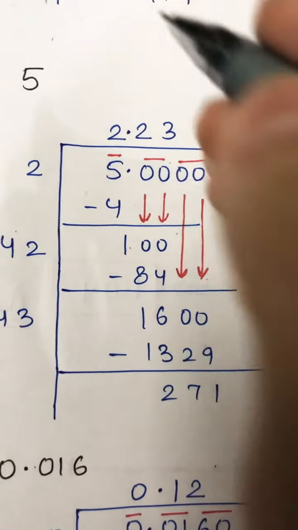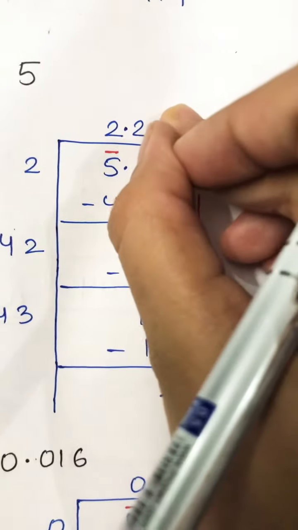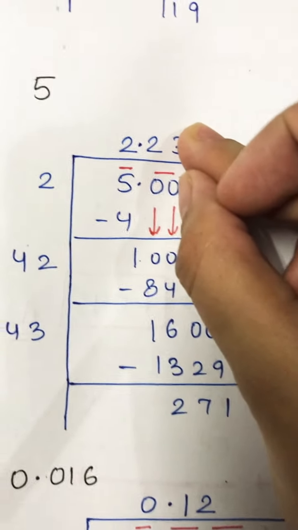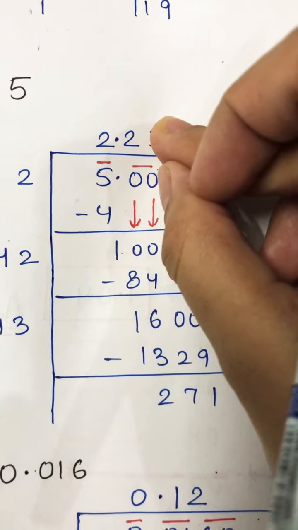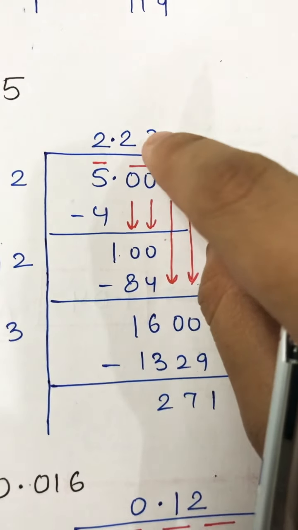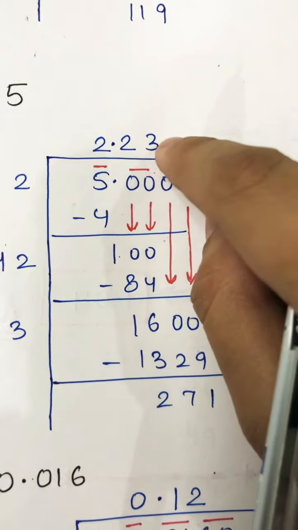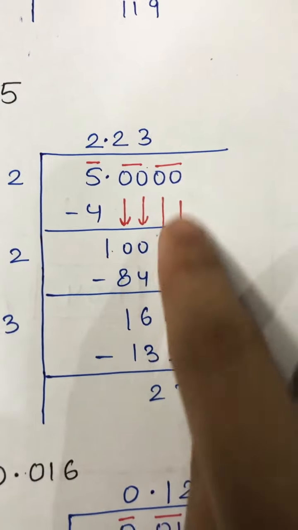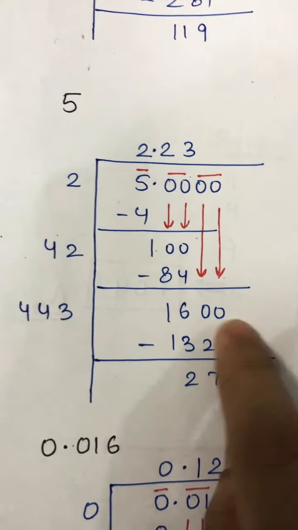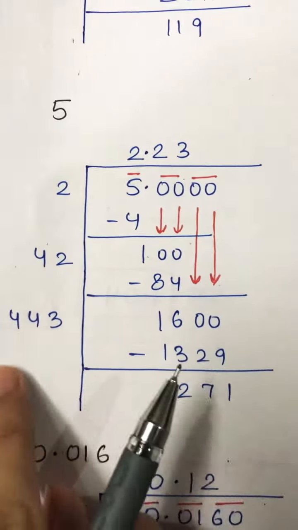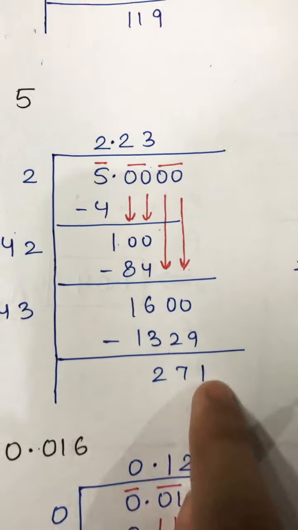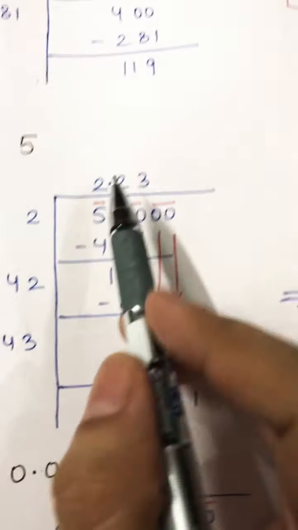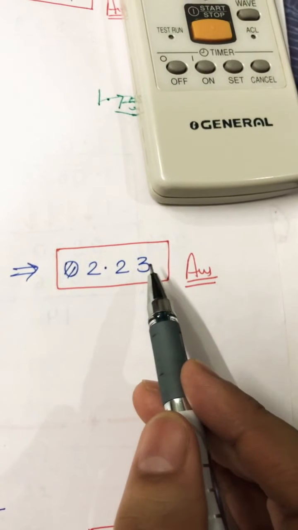Up to here your answer is coming up to 1 decimal place. Now you have to write down 2 more zeros so that your answer will come up to 2 decimal places. Now take out these 2 zeros. 42 plus 2 is 44. Multiply with 3. The answer will be 1329. The remainder is 271. But your answer is 2.23. Your answer is coming up to 2 decimal places.